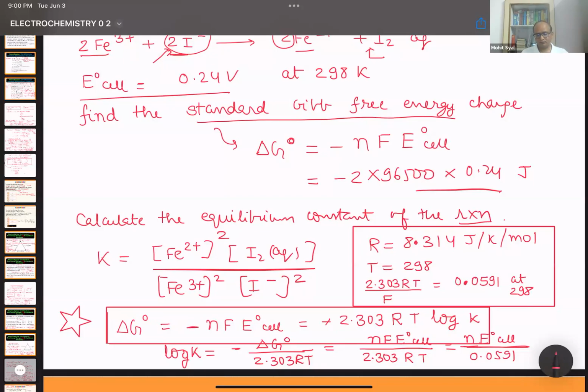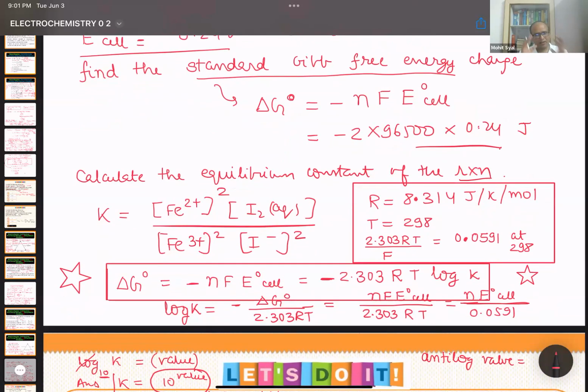Sir, log K will have different values, right? Like for different questions. It depends upon the value of K. Log K can have different values, yes. Okay. Clear? So first you are going to write this formula. Is it clear? Yes, sir. And you can calculate the value of log K.